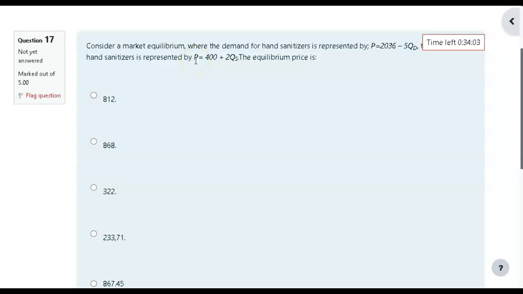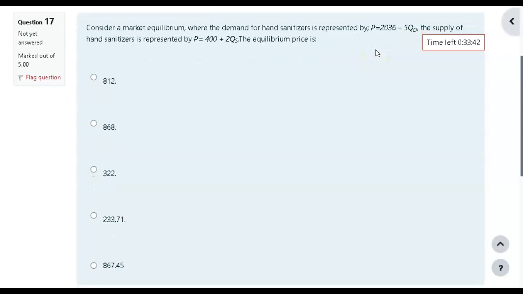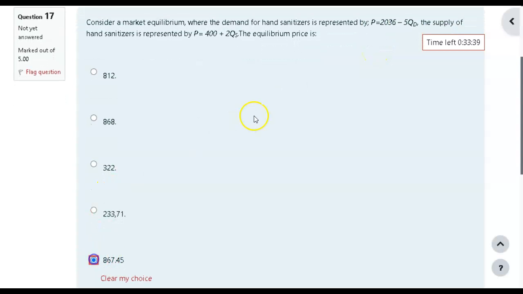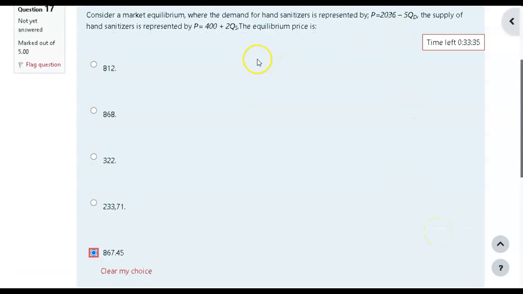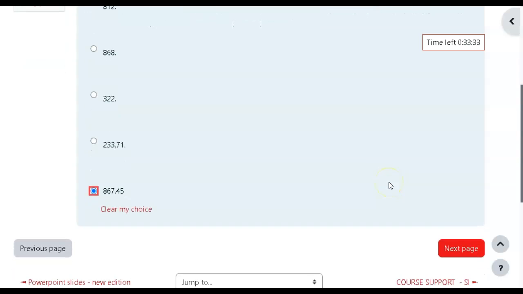So you got Q as 233.71, but you don't want Q, you want the price. Put that Q in any one of these equations where you have Q. Let's put it over here. P is equal to 2036 minus 5 times 233.71. And then you get P, and you'll see P is 867.45. So this is the final answer. It's like simultaneous equations. Equate these, and then once you get the answer, substitute it in if you want the price.